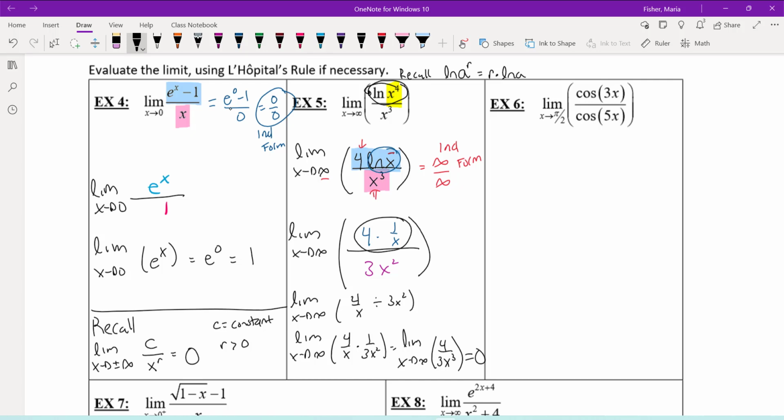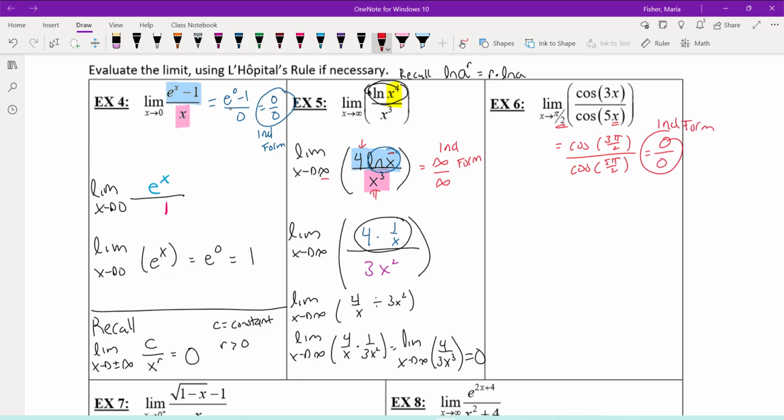Number 6. Recall, always start with direct substitution. So this is the cosine of, I plug in pi over 2, 3 pi over 2, divided by, if I plug in pi over 2 here, the cosine of 5 pi over 2. Well, the cosine of 3 pi over 2 is 0. The cosine of 5 pi over 2 is 0. So this is indeterminate form again.